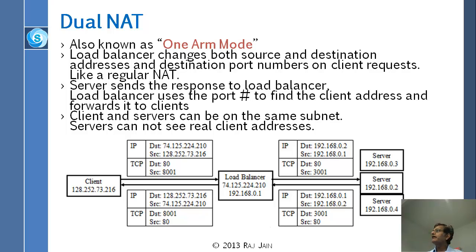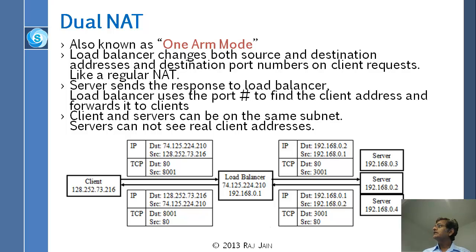Now this name, one arm mode, I saw some of the vendors. There are many vendors, Cisco, F5, many people who make these load balancers. They all use different names because these are not standard names. Dual NAT is Cisco's name; one arm mode, I forgot whose name it is, but other companies use other names. So there are two names.